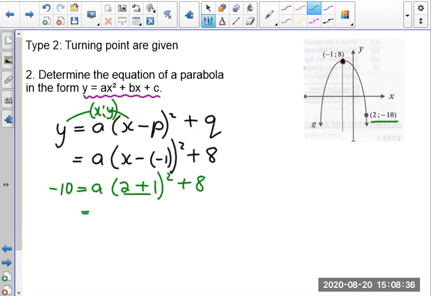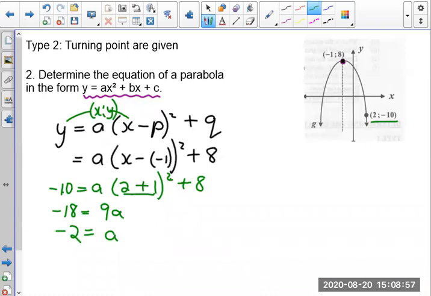2 plus 1 is 3. 3 squared is 9. So I have 9a equals negative 10. And if I take that 8 to the left-hand side, it becomes a minus 8. So minus 10 minus 8 is minus 18. That gives me an a of negative 2.